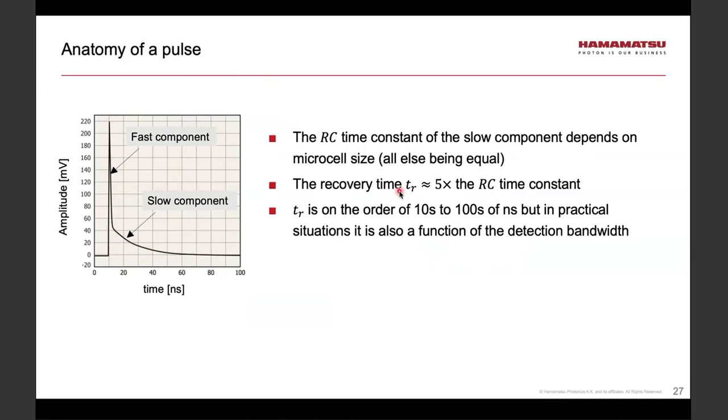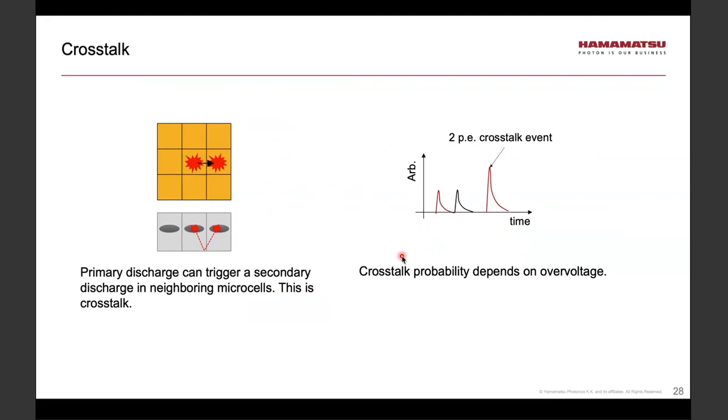The recovery time is approximately equal to 5 times the RC time constant, where R is the value of the quench resistor and C is the value of the junction capacitance of a given microcell. These recovery times can vary from tens to hundreds of nanoseconds. But as noted, in practical situations this recovery time is also a function of detection bandwidth, which is a function of the front-end electronics used in conjunction with the device.